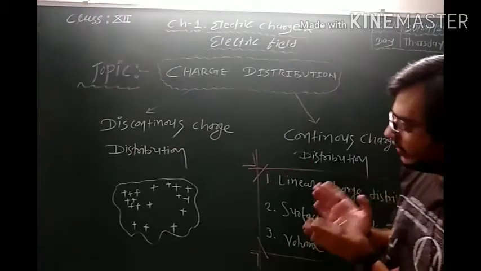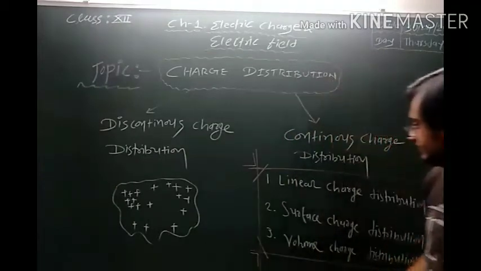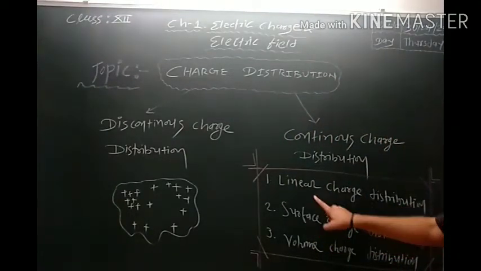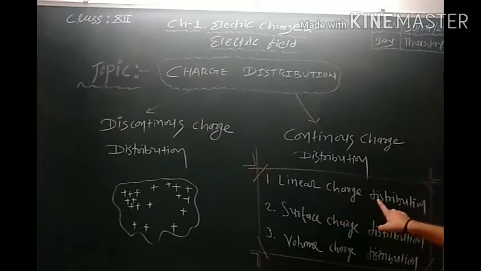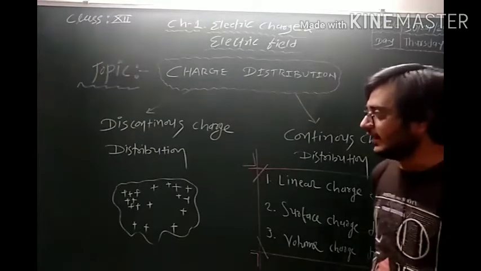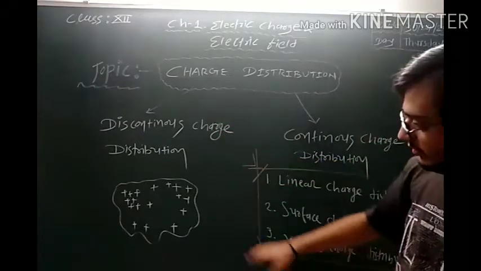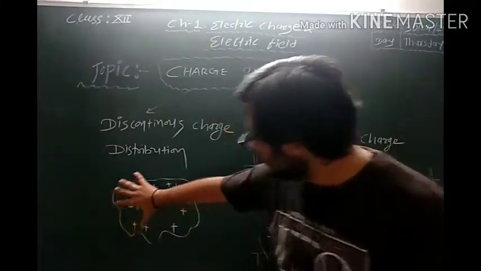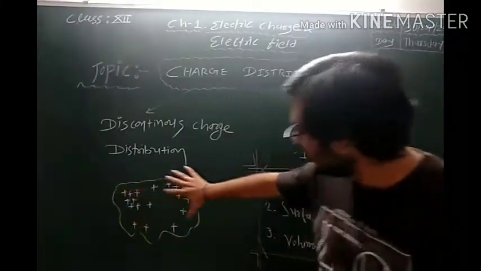In this continuous charge distribution there are three types: first one is linear charge distribution, second one is surface charge distribution, and third one is volume charge distribution. And in this continuous charge distribution we have given one figure. See here one region is given.